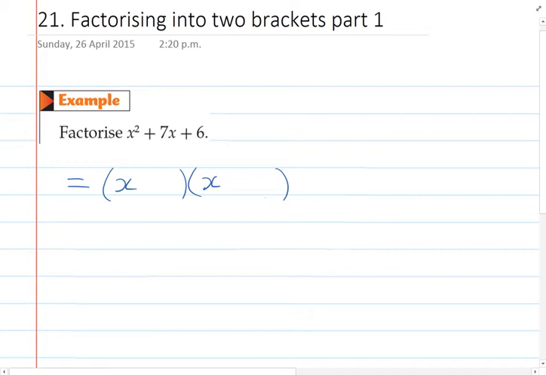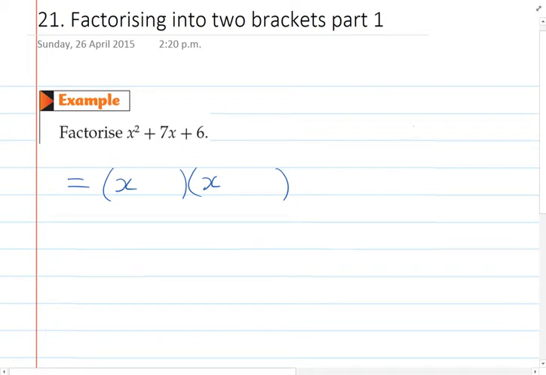So to work out what goes in these places here, you've really got to look at these numbers. So whatever these numbers are, one thing that you know is they're going to multiply to give you 6. Okay, so they're going to multiply to give you 6 because when you expand them, you times them. And another thing is because of the way the expanding works, when you add these two numbers together, they have to equal 7.